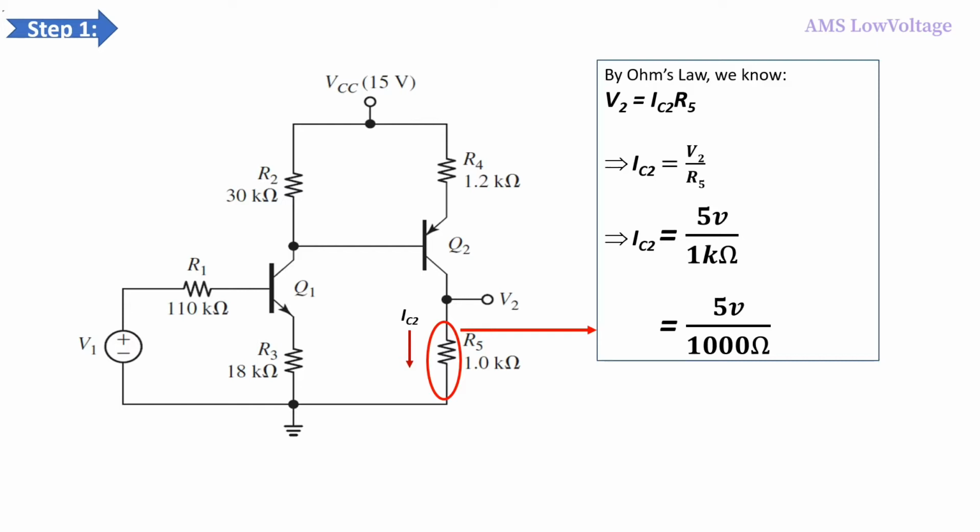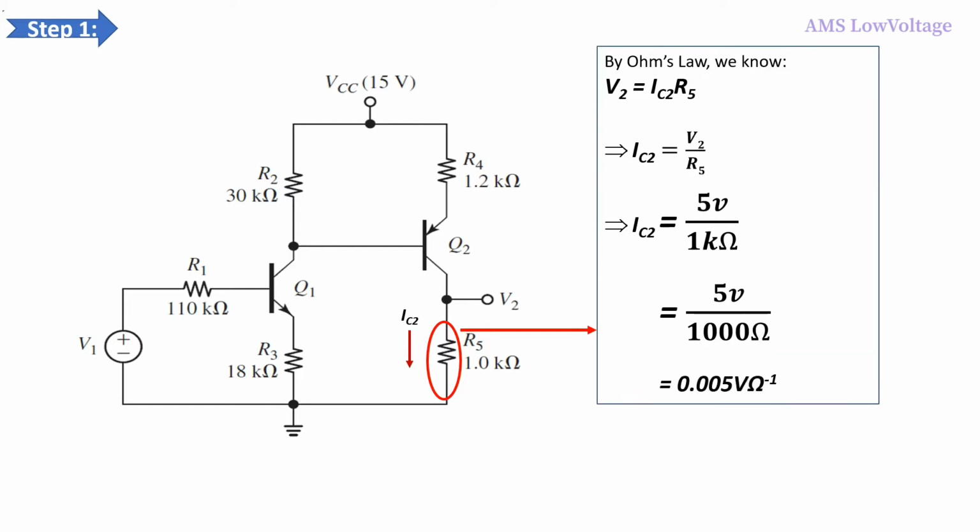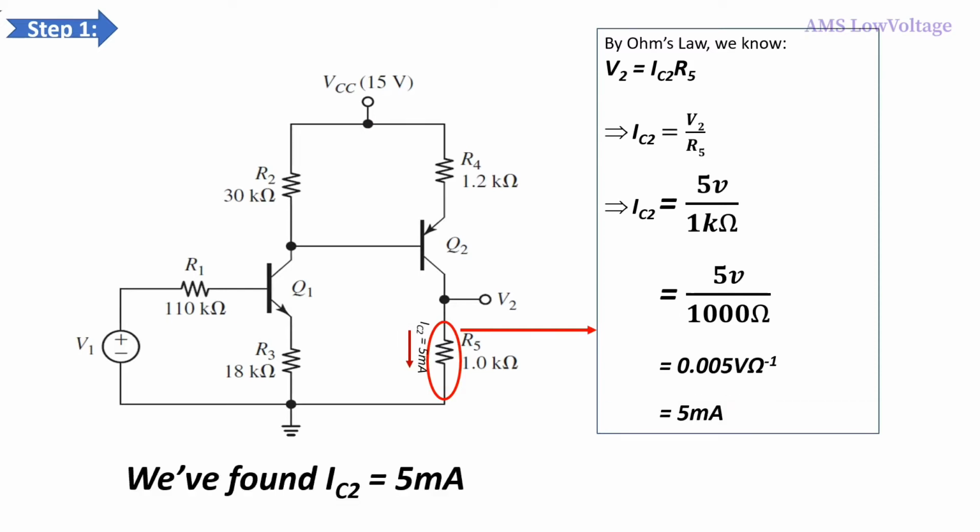So finally we found 0.005 volt per ohm, and it makes 5 milliampere. So we have found IC2 equals 5 milliampere.